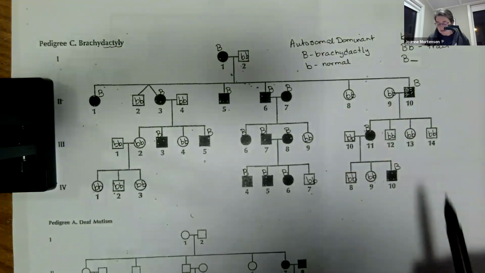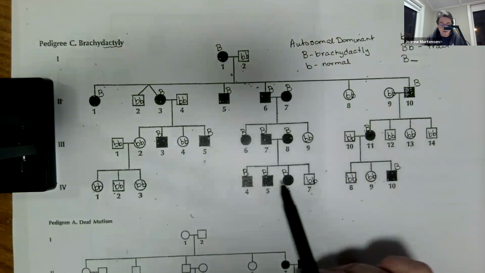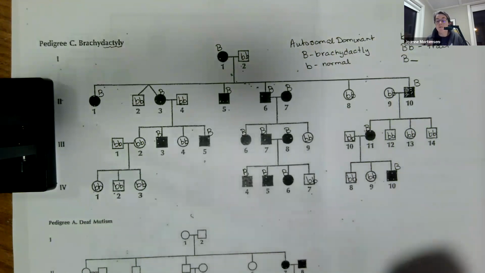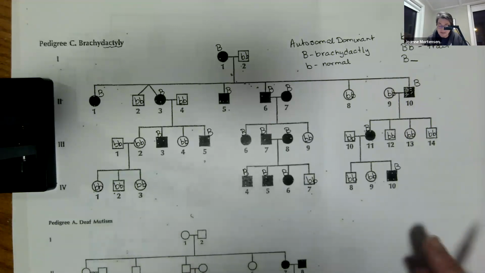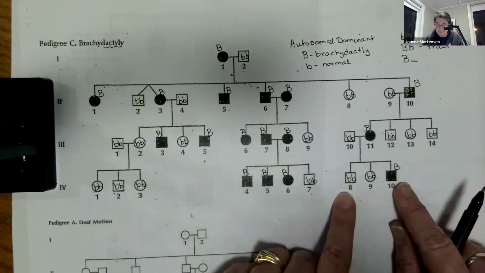So now our trick is to figure out, for all of the ones with the trait, what is the second choice? What is that second allele? Is it the lowercase? Is it the recessive? So let's see. Let's start over here. This one looks pretty simple.